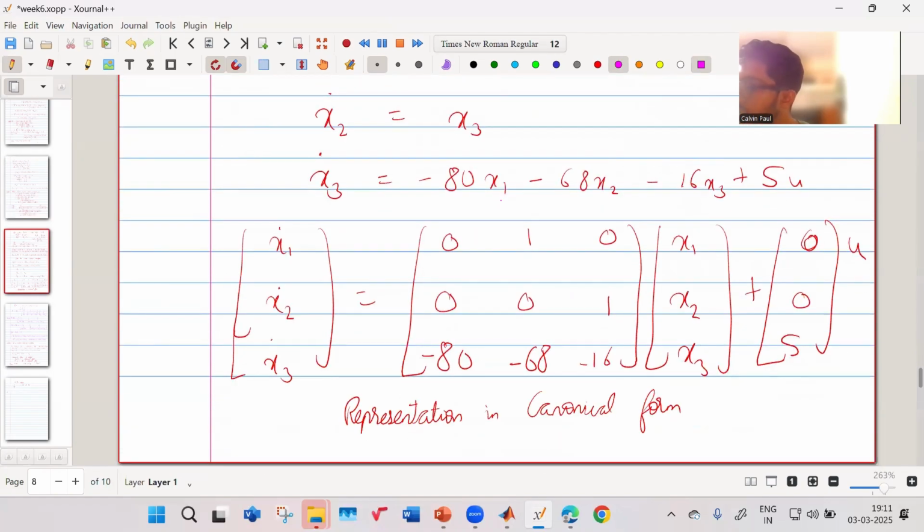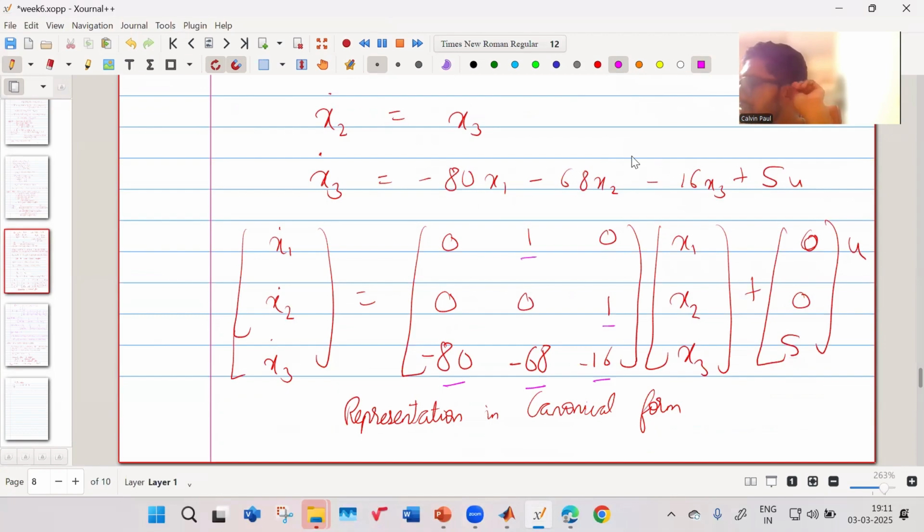Your A matrix will be minus 16, minus 68, minus 80, and this is 0, 1, 0, 0, 0, 1. So directly from the transfer function, you can write this. Only thing is you have to remember this. Directly you take the transfer function and you write it in this canonical matrix.